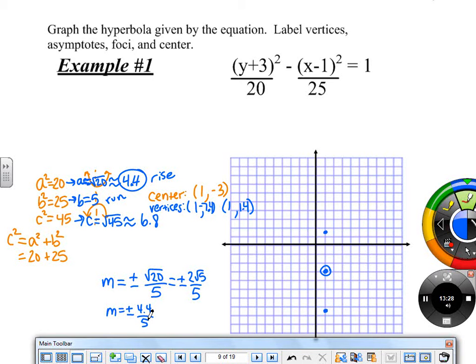So I already have the amount that's gone up 4.4, and I'm going to draw this so you can see it in orange, and then I'm going to erase it. Up 4.4, and then I would go over 5. 1, 2, 3, 4, 5. So over to there. Okay.